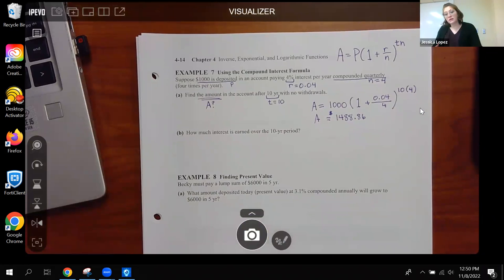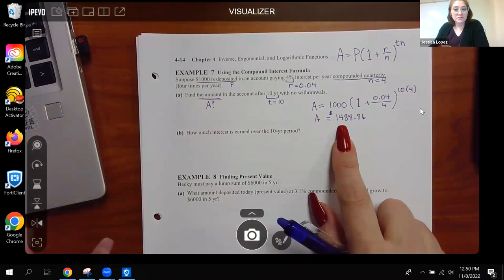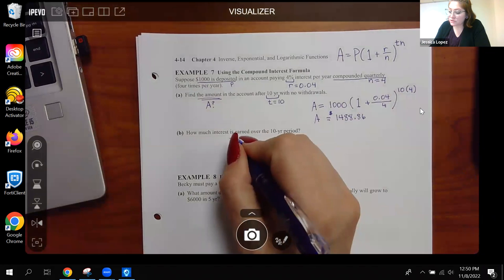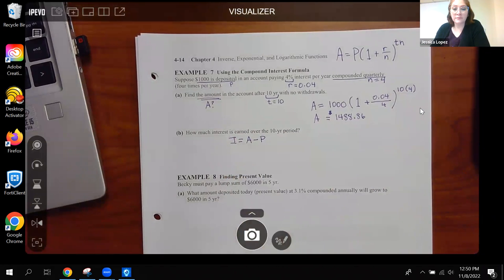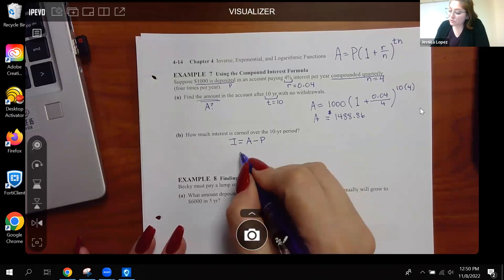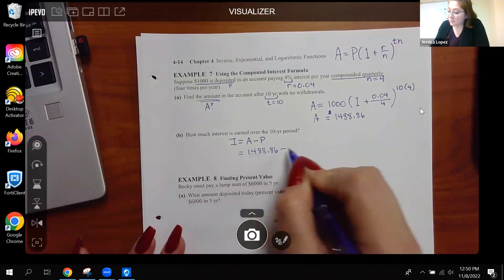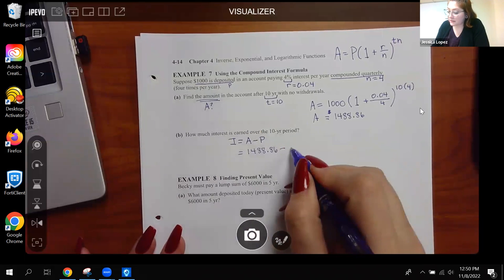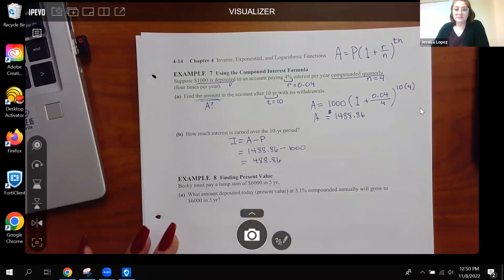So, and then part B says how much interest was earned over that 10-year period. Well, I put $1,000 in the account, right? And now 10 years later, this is the amount that's in the account. So how much interest was earned? Interest will always be the amount afterward minus what you put in, right? That difference tells you how much interest you collected, okay? So for ours, it would be 1488.86 minus P, which was 1,000. So our interest was essentially $488.86.